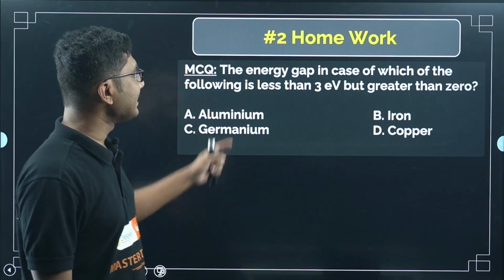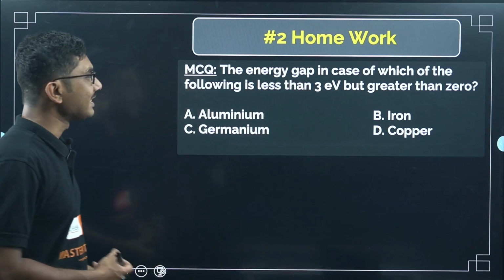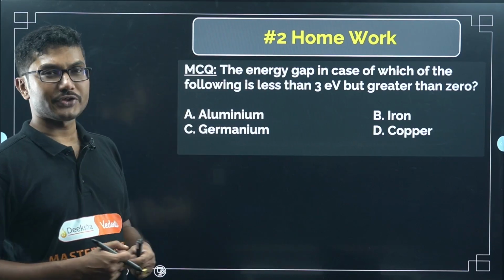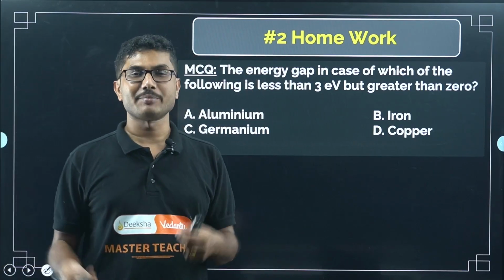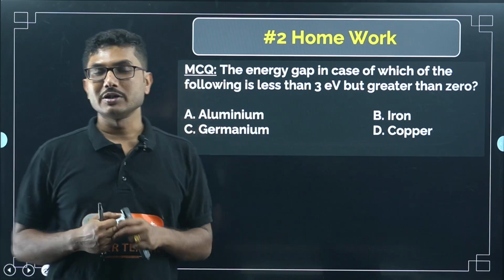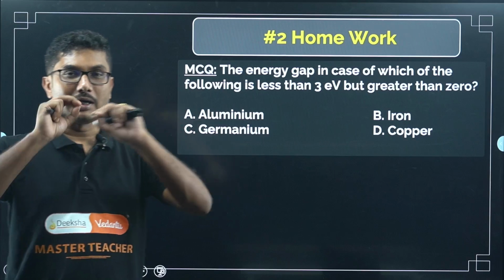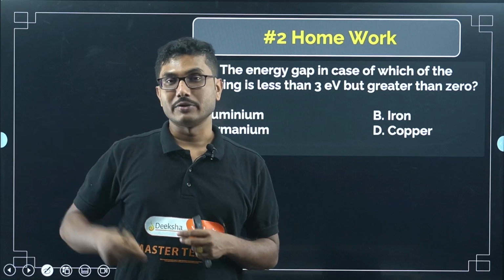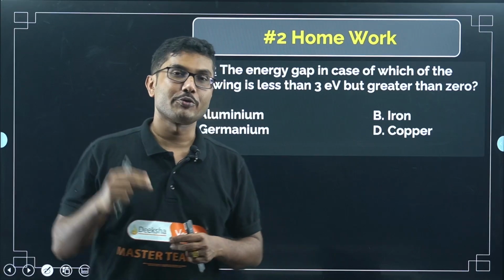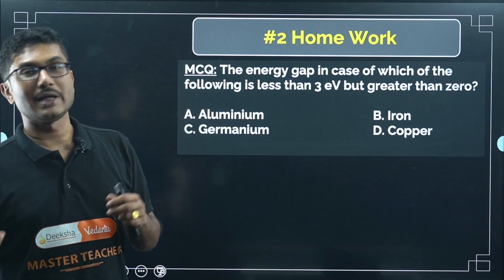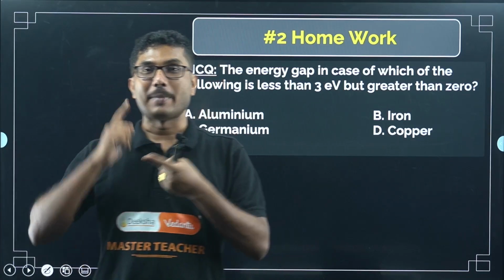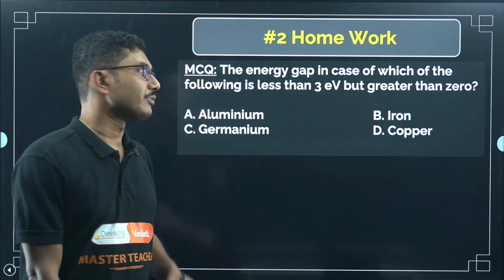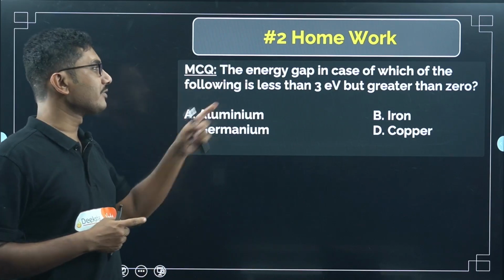Now the next question: the energy gap in case of which of the following is less than 3 electron volt but greater than 0? This is also from your previous year question. This kind of question also comes. That's why I am putting more emphasis on this part, because you don't know from which line they will ask questions. Since one concept that used to give 1 or 2 questions every year is no longer part of the syllabus, they will ask questions in depth. Band theory and band energy is a very important concept, and I expect at least 1 question to come in KCET 2025. So this is a very important question.